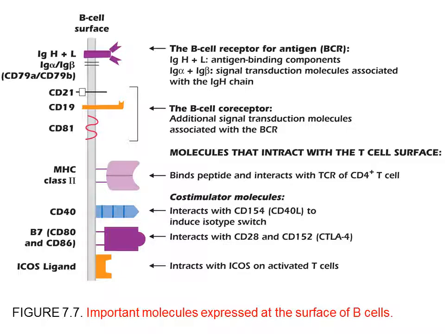And the most important are CD40, B7, and ICOS. So these are the three important docking sites that the B cell has, and the other cells will come and dock in.